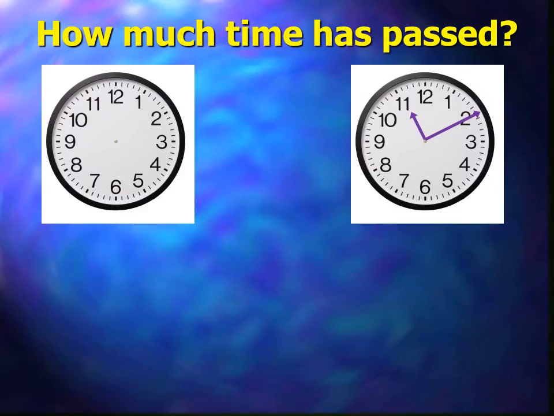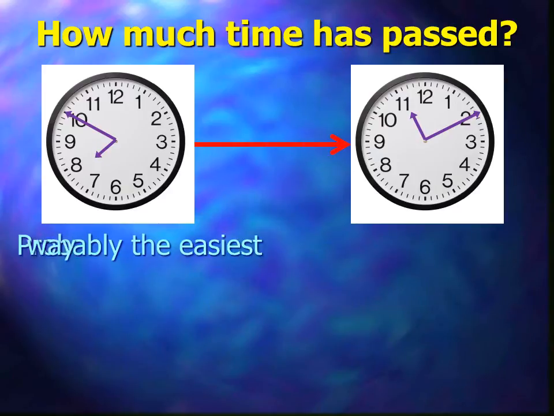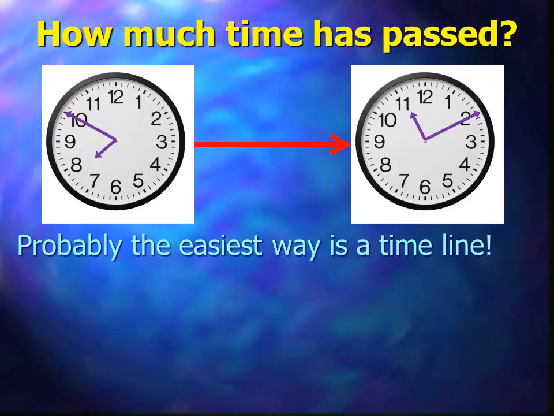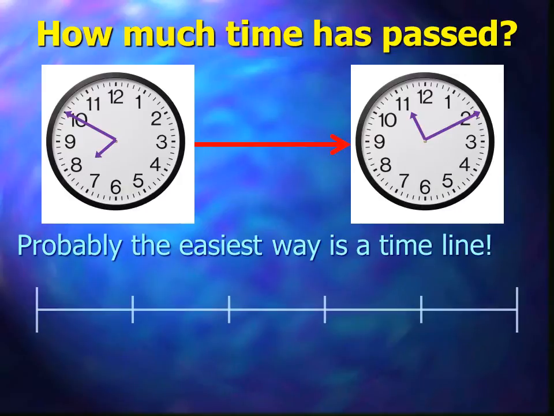Here we have a problem of how much time has passed between 7:50 on the left to 11:10 on the right. Probably the easiest way of figuring this out is using a timeline. So draw out your timeline. Put the time in that you are starting with, in this case 7:50, and now start adding the time in to see when you get to 11:10.